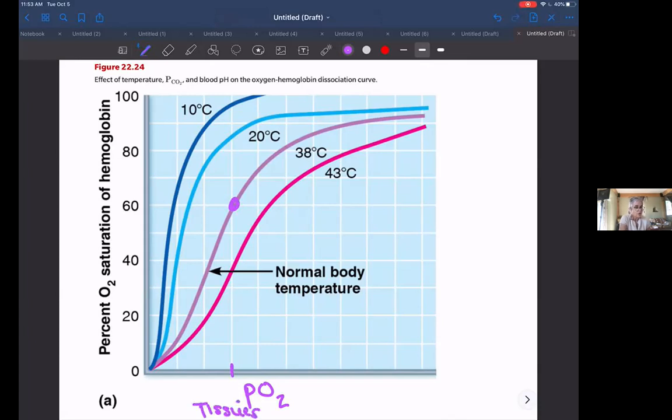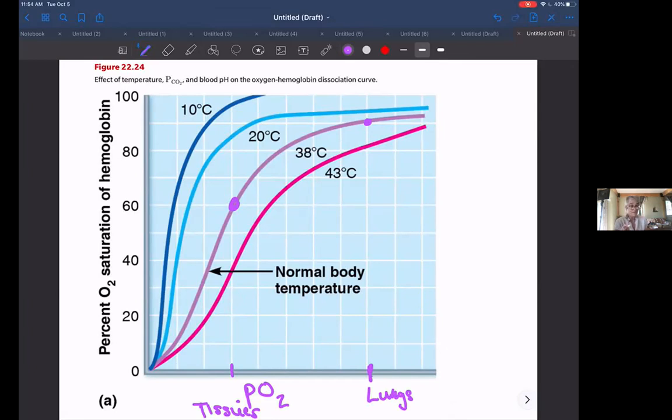right? When my partial pressure is high, like in the lungs, my oxygen levels, the saturation of my hemoglobin, is going to be greater than it is at the tissues. So this curve just shows how oxygen is released under different levels of partial pressure.